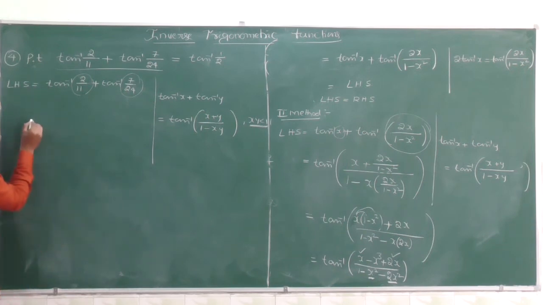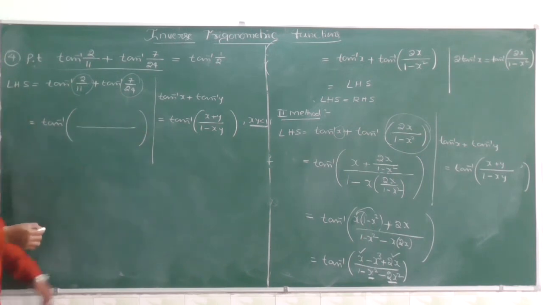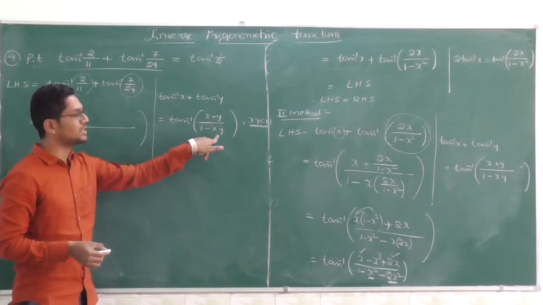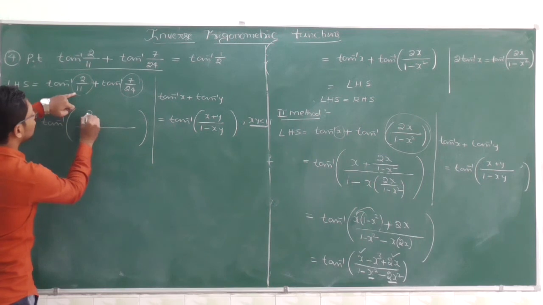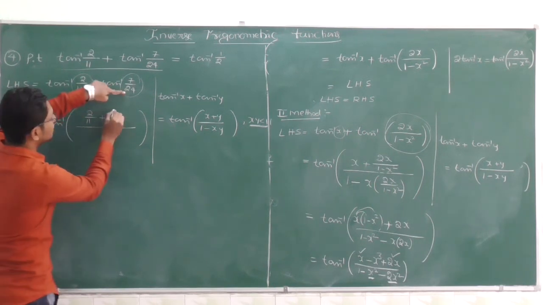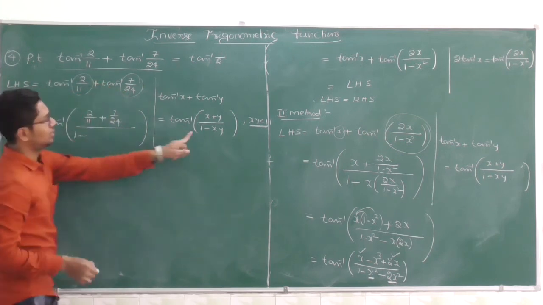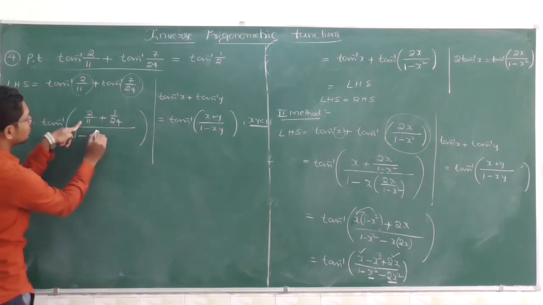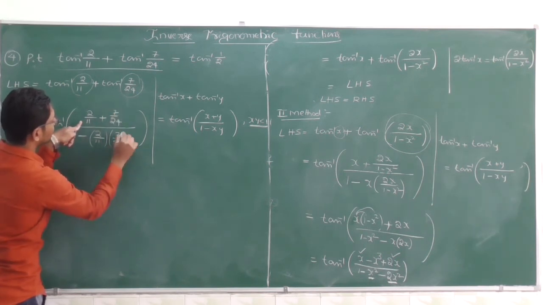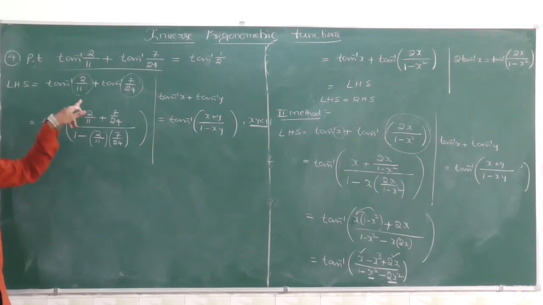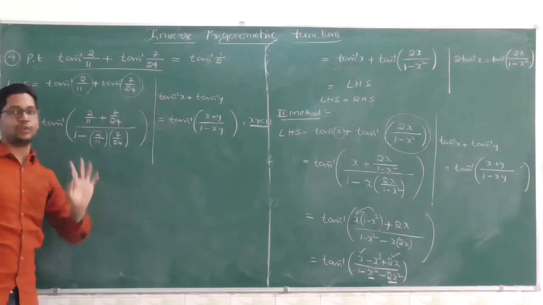Now apply this. That is equal to tan inverse of x plus y by 1 minus xy. In place of x, 2 by 11, in place of y, 7 by 24. X plus y is 2 by 11 plus 7 by 24, divided by 1 minus x into y, which is 2 by 11 into 7 by 24. You just replace x with 2 by 11 and y with 7 by 24.